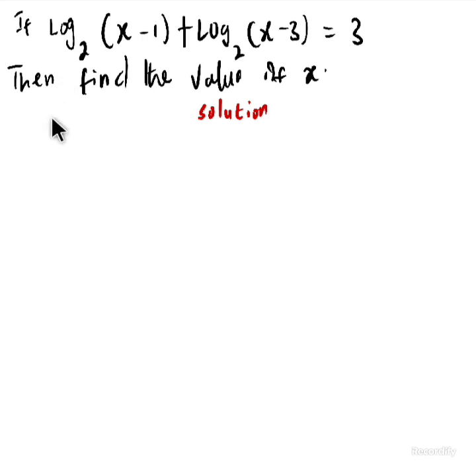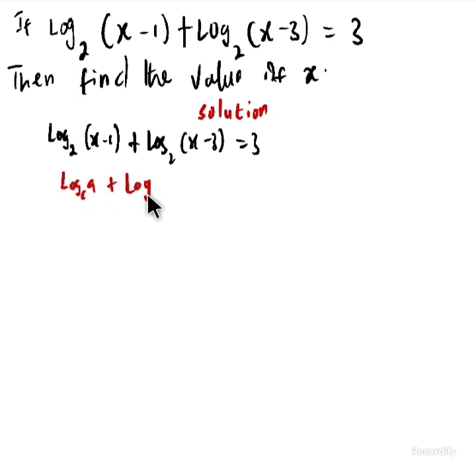Now let me write out the question. We have log base 2 of (x minus 1) plus log base 2 of (x minus 3), which is equal to 3. Now, I know that you guys remember your laws of logarithm very well. If we have log base c of a plus log base c of b, this will give us log base c of a multiplied by b. So this rule is very important.